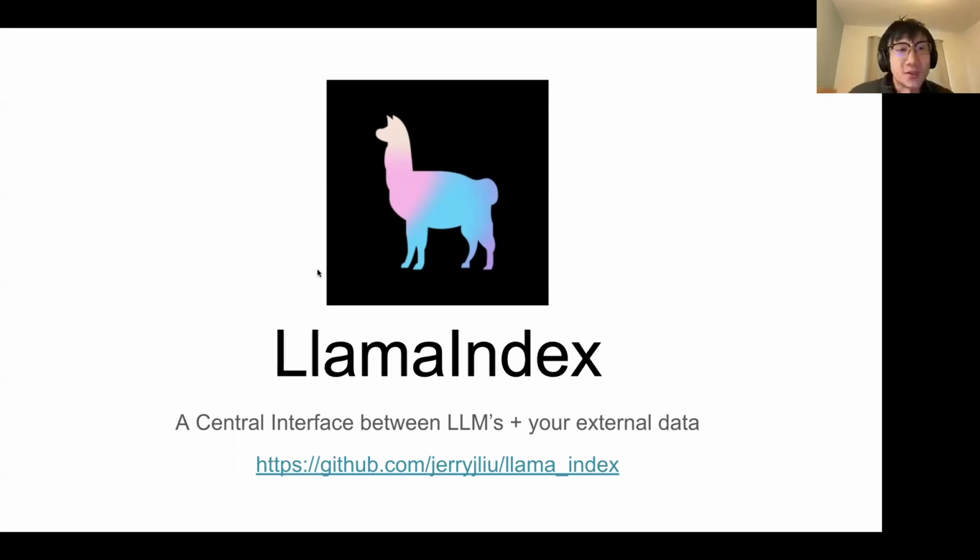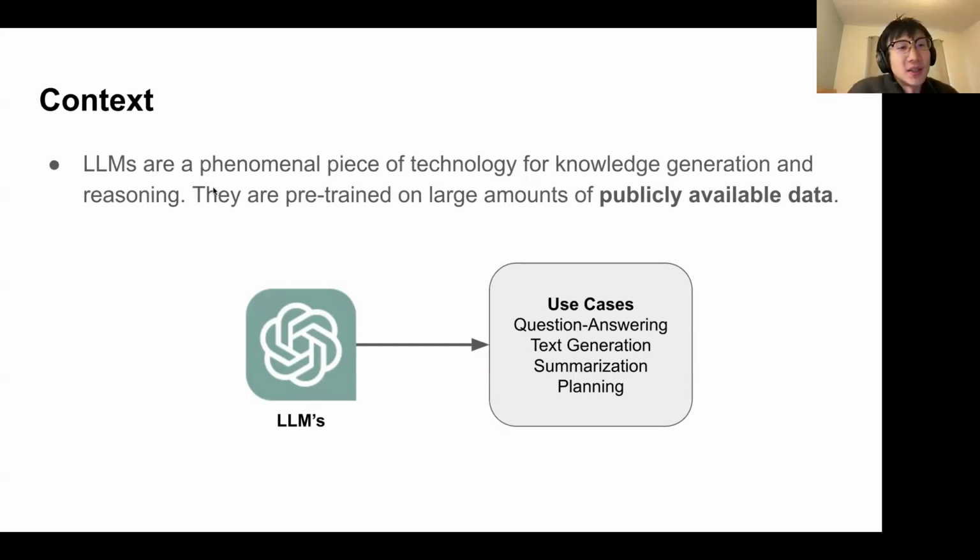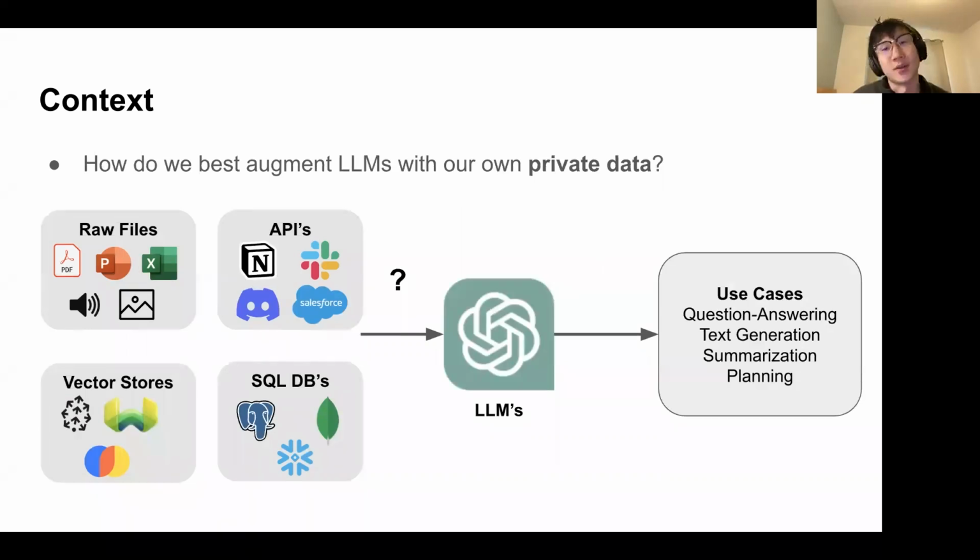Awesome. So the quick context is that LLMs are a phenomenal piece of technology for knowledge generation and reasoning. They're pre-trained on large amounts of publicly available data. If you think about all the cool stuff that you can do with language models, you can do question answering, text generation, summarization, planning, a lot of other things. People are coming up with new use cases every day, coding, for instance. There's a lot of fundamental generation and reasoning capabilities baked within the language model. But I think the key question is how do you augment it with data that's private to you, both for an individual as well as for an enterprise.